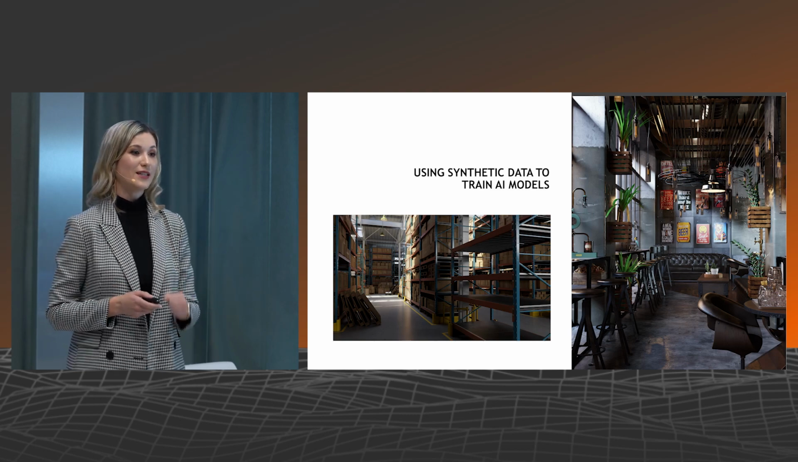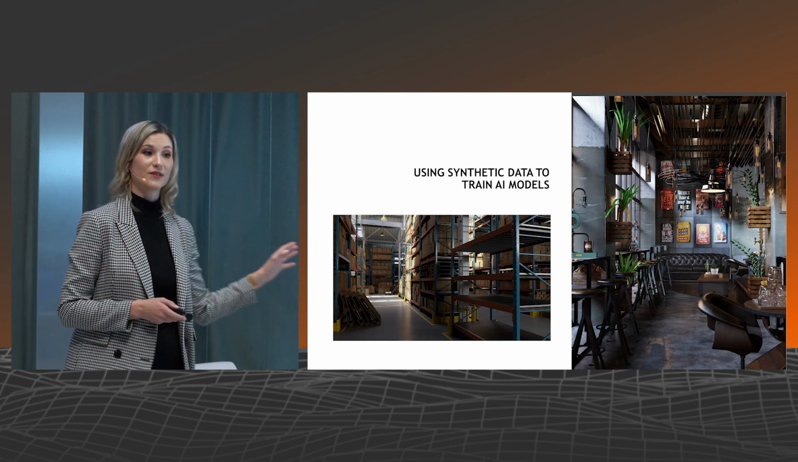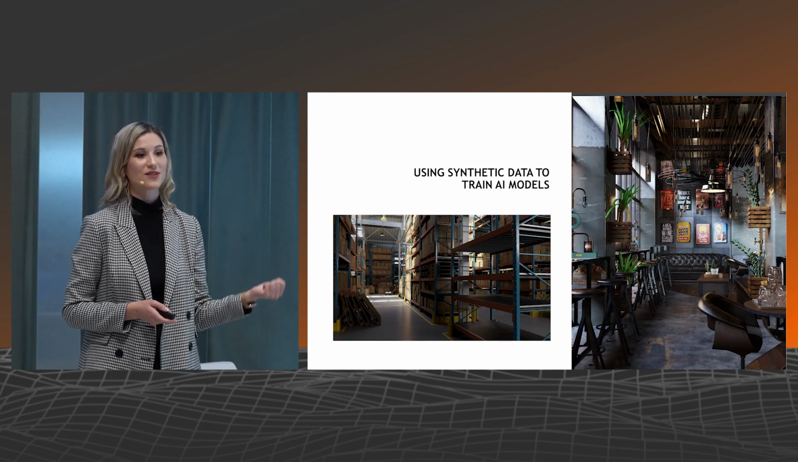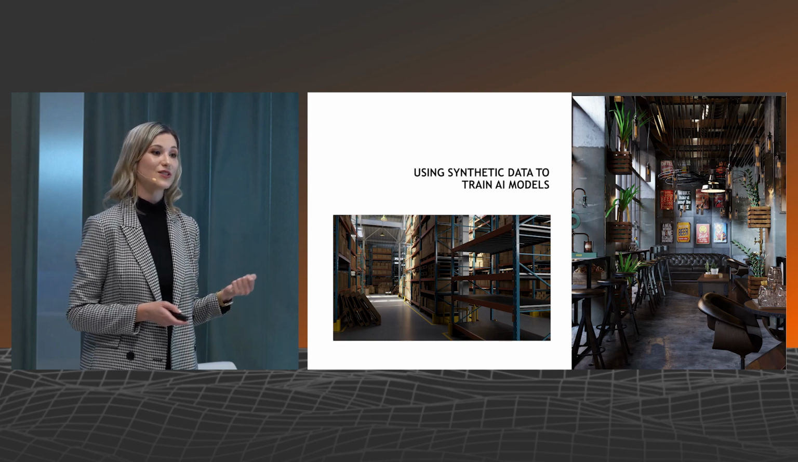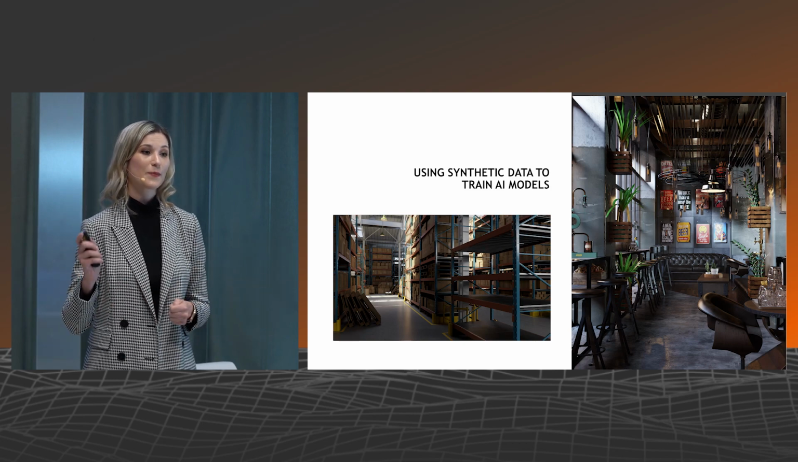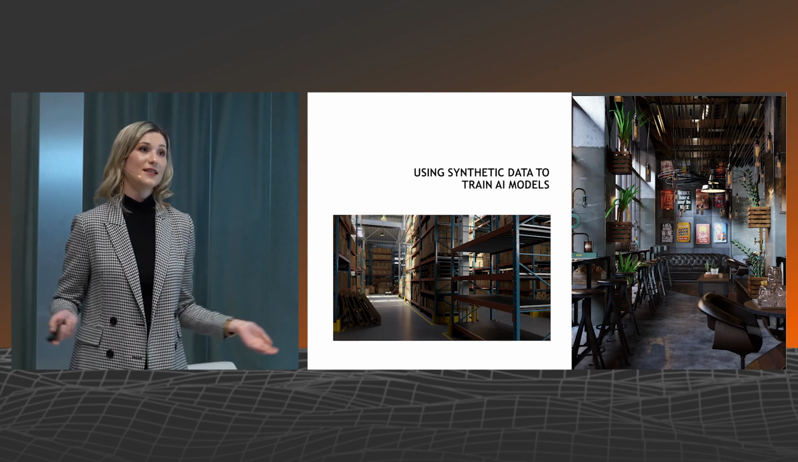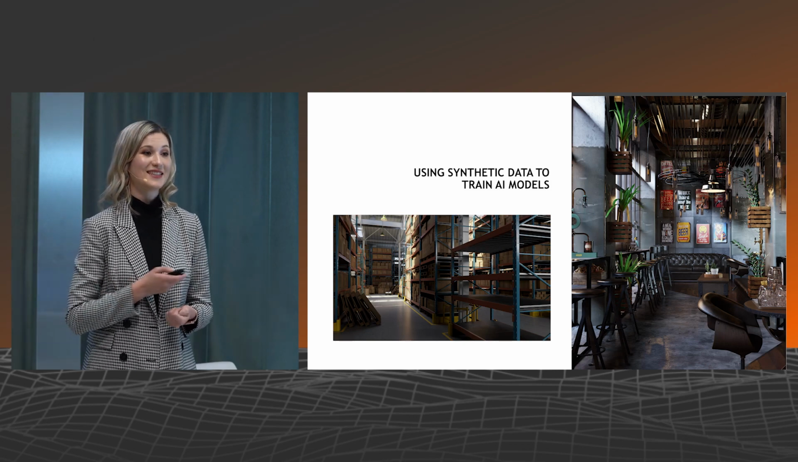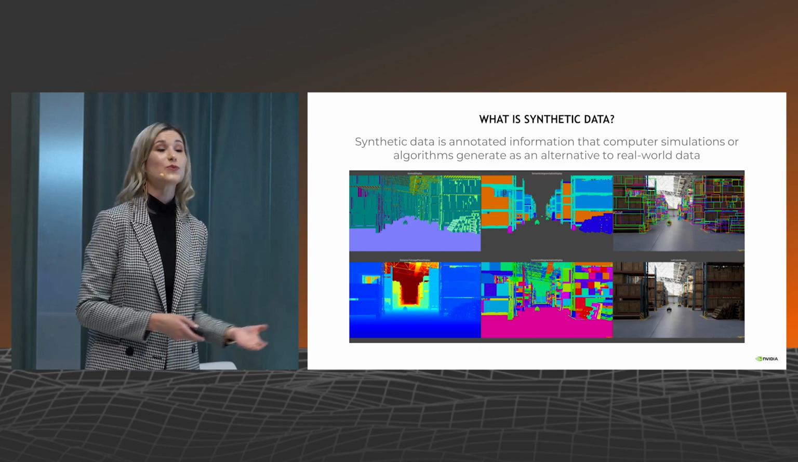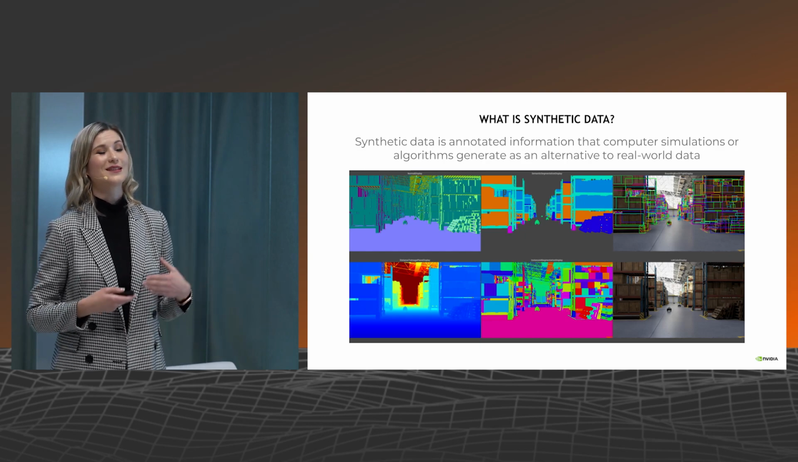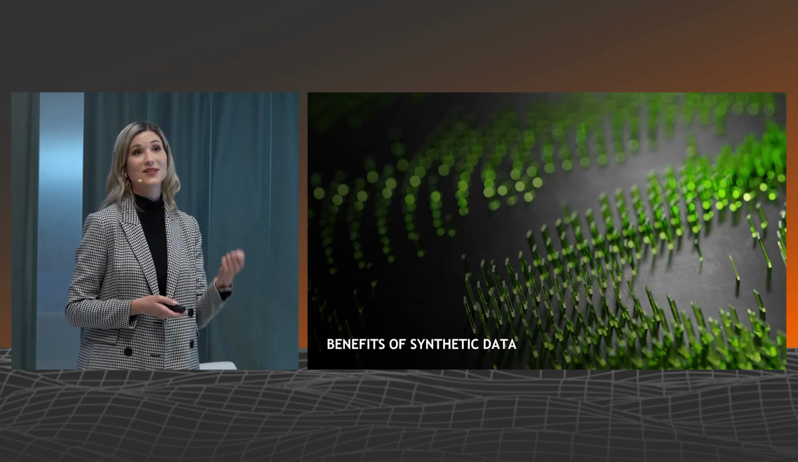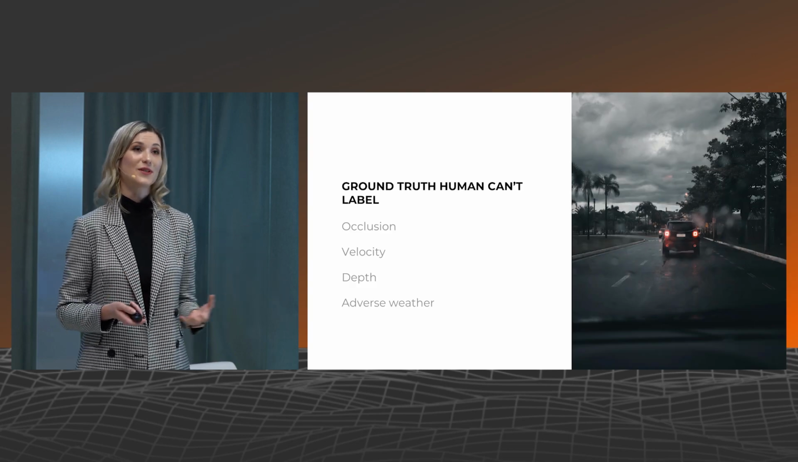And here I'm showing you an example of synthetic data of a warehouse generated in the NVIDIA Isaac platform. I'll come to that a little bit later, with the corresponding labels for all kinds of sensors. So you have bounding boxes for objects of interest, you have depth information, and so on and so on. So this is what we understand by synthetic data. And synthetic data comes with associated benefits, as I mentioned. First of all, synthetic data allows you to create labels where human labelers cannot do that. Think of things like occlusion, velocity, depth. Now it's all possible with synthetic data.